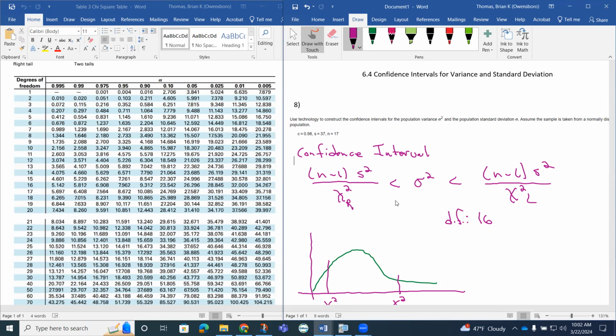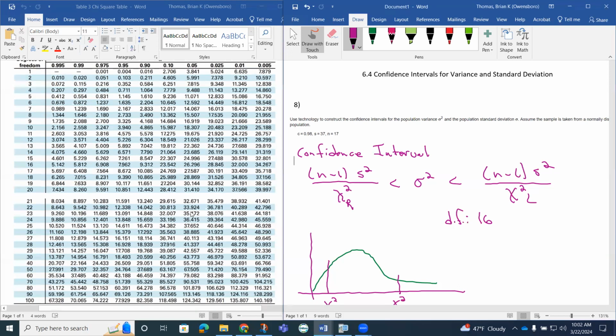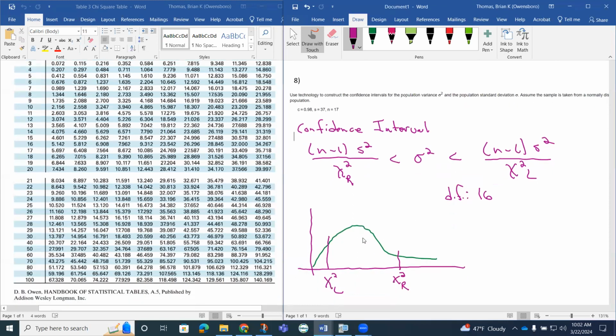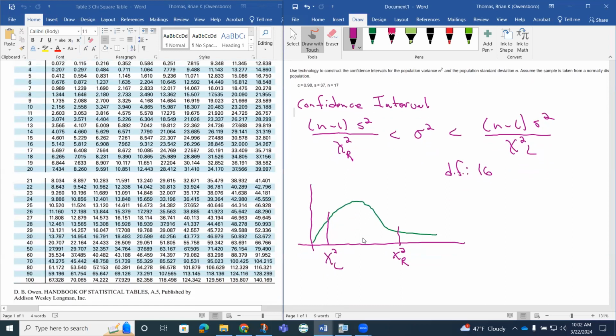Now, remember, to use our chi-squared distribution table, remember the chi-squared graph is not quite symmetric. Remember, 0 is actually over here. So both chi-squared L and chi-squared R are positive values. Now the confidence interval is still this 98%. This 98% is this value in between here.